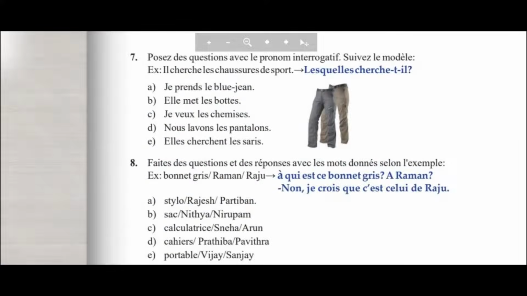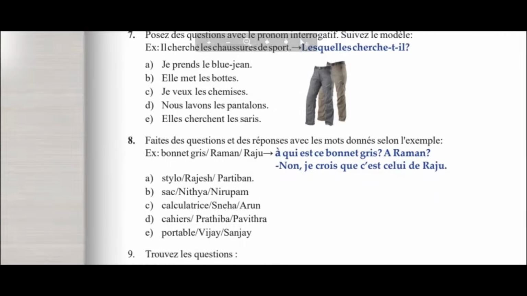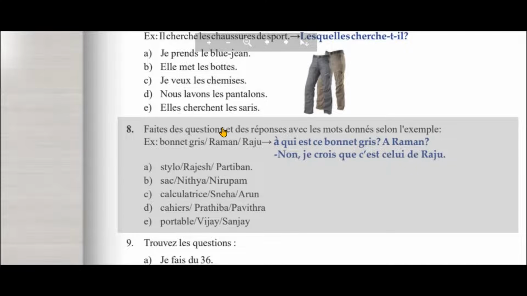Let's move on to the next exercise. Here, they want you to frame questions and also the replies, the answers, with the given elements according to the example. In the example, they're giving you: whose gray hat is this? Raman's, and you're saying no, I think it's Raju's. So you have to follow the example.